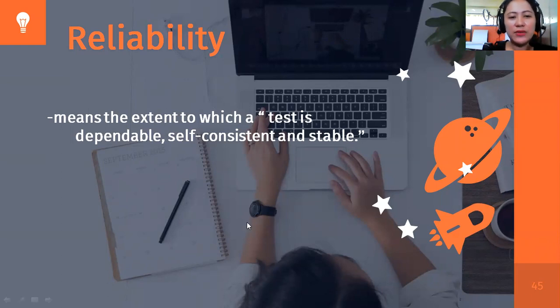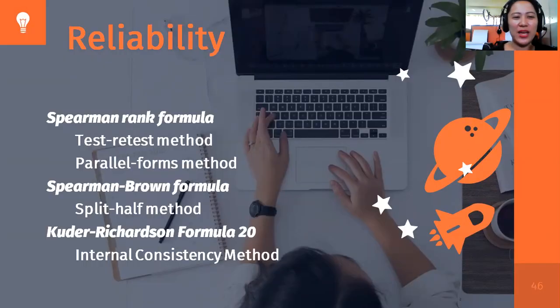So how to test the reliability of your instrument? This is quite interesting because we will be doing math in this. So I'll be teaching you the types or the methods that you may use in measuring the reliability of your research instrument. First, the test-retest method. Second is the parallel forms method. Third is the split half method. And the fourth is the internal consistency method. So there are 4 actually, not 5.